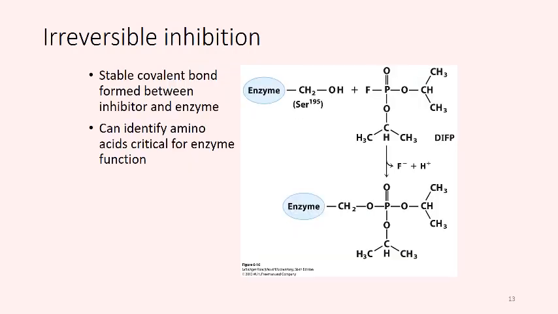Irreversible inhibition is when a stable covalent bond is formed between the inhibitor and the enzyme. For this enzyme, the inhibitor makes a covalent bond with a serine residue. This can be really useful for determining the mechanism of an enzyme. For instance, if you covalently modify an enzyme, and then the enzyme stops working, you can go back and crystallize the enzyme, see which amino acid is modified, and then that tells you which amino acid side chain is involved in catalysis.